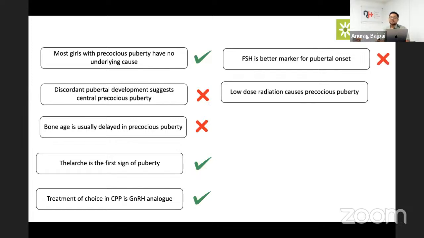So the next question is, low dose radiation can cause precocious puberty. So low dose radiation to what? To the brain, the cranium. So low dose cranial radiation, not ovarian radiation. Will it cause precocious or delayed puberty? That's the question. And what do you mean by low dose? The low dose is usually less than 12 or 15 Gy. So generally less than 12 or 15, you won't have anything.